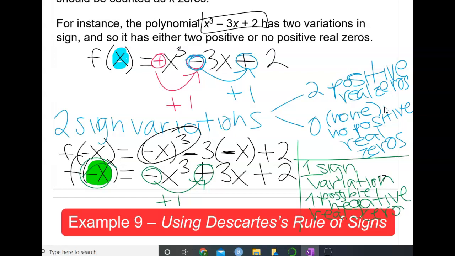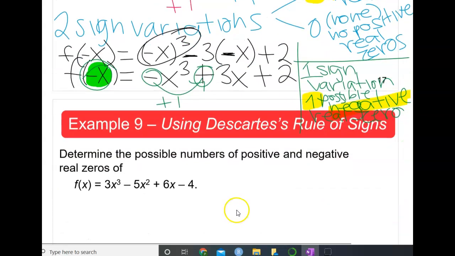Now, my guess here is that since the degree is a 3, maybe we have 2 positive real zeros and we have 1 negative real zero. Because if n is equal to 3, then we have 3 zeros. Even if they're repeating, we still consider them 2 different ones. So yeah, that could be a good combination. Now, this rule of signs is only for real zeros, no complex or imaginary.